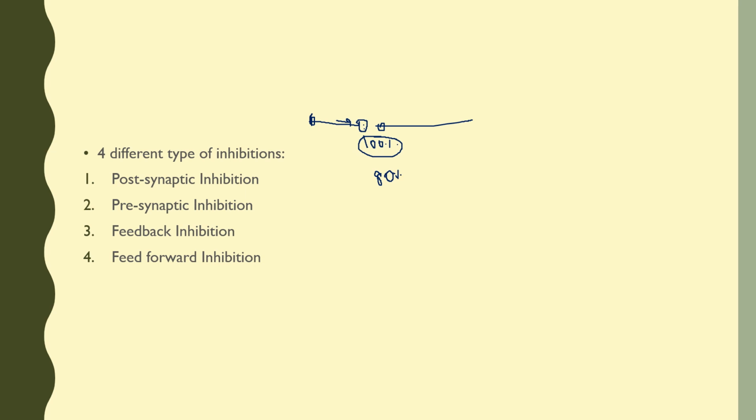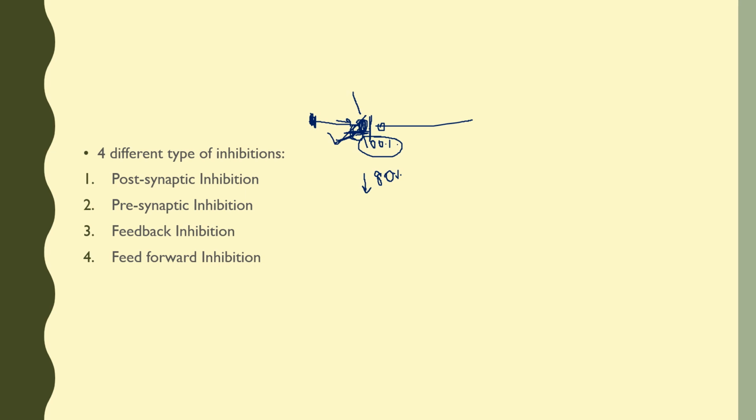We are stimulating this neuron with the same strength of stimulus, but it is still releasing a lesser amount of neurotransmitter. It means somewhere over here there is a connection with another neuron which makes this neuron release less neurotransmitter, and all of this occurs before the synapse. That's why it is called presynaptic inhibition.